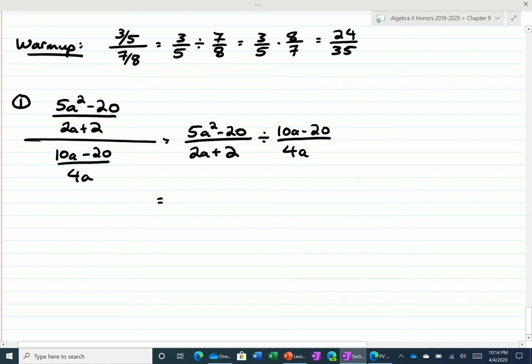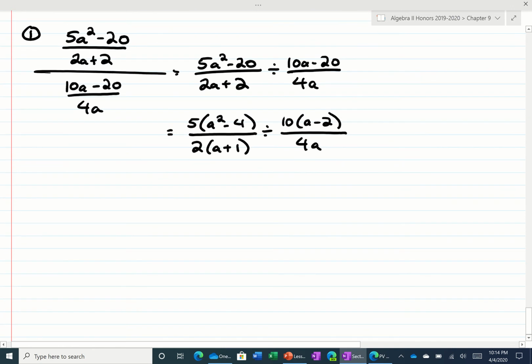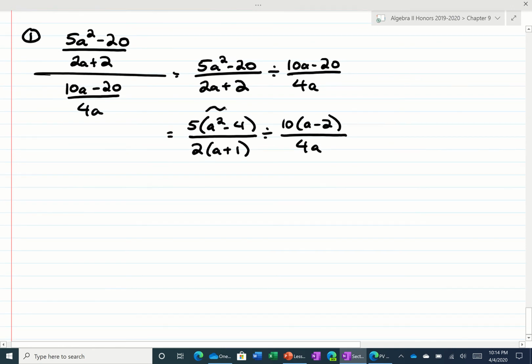Next step, it rhymes with tractor. We're going to factor. Take out a 5, and we're left with a squared minus 4. Take out a 2, we're left with a plus 1. Divided by, take out a 10, you're left with a minus 2. And 4a is fine just the way it is. At this point, I know that this is a special case, so we're going to factor that some more. And while we're at it, we'll keep, change, flip the second one. So 5 times (a plus 2) times (a minus 2) divided by 2 times (a plus 1). And we're going to multiply by the reciprocal.